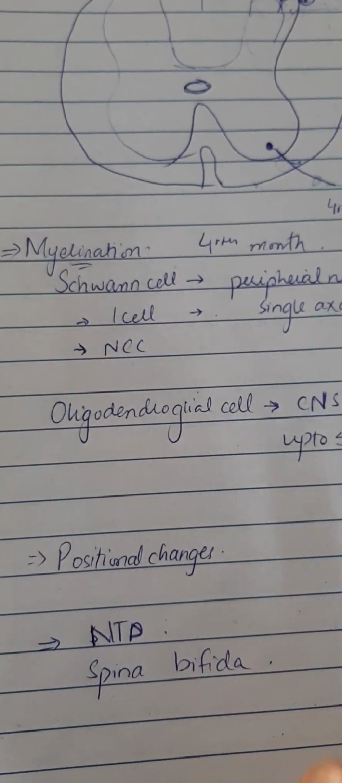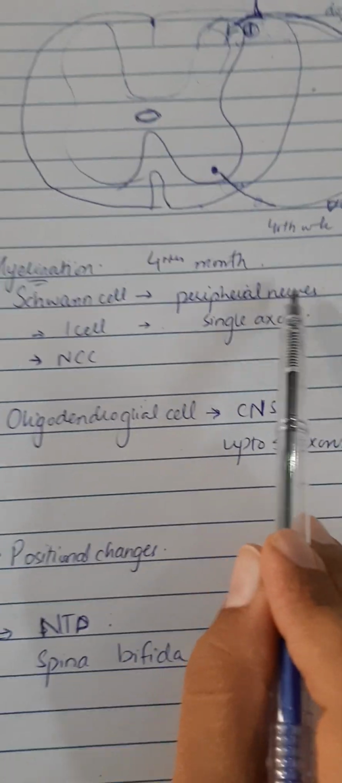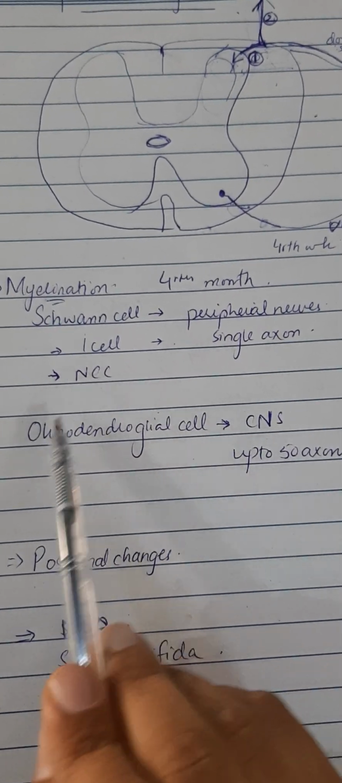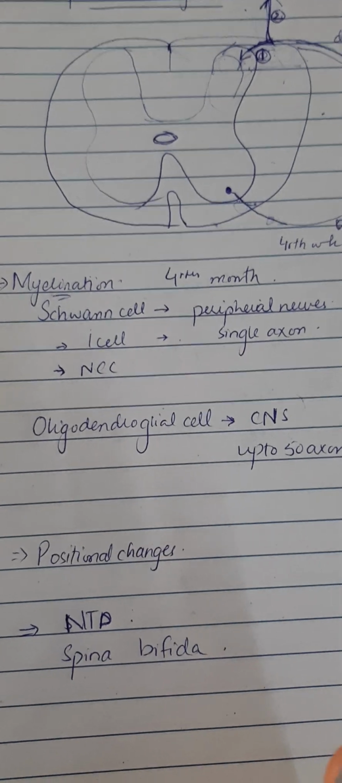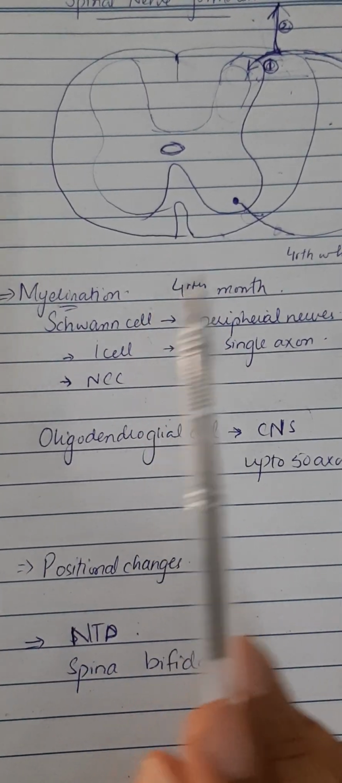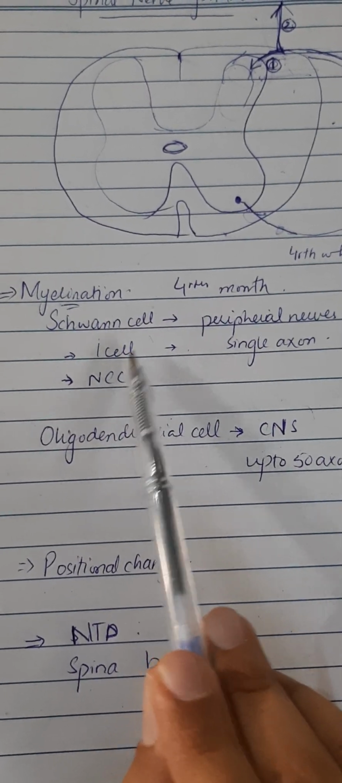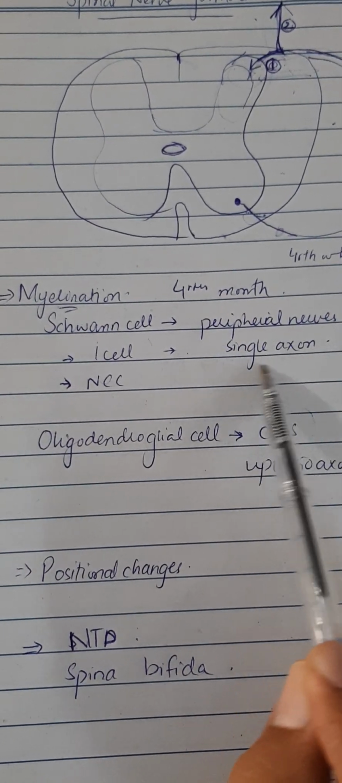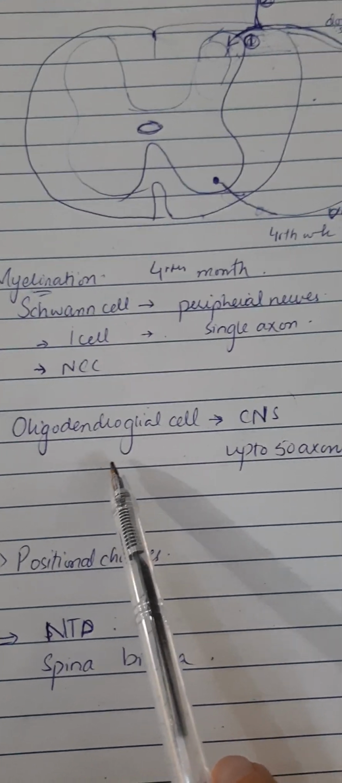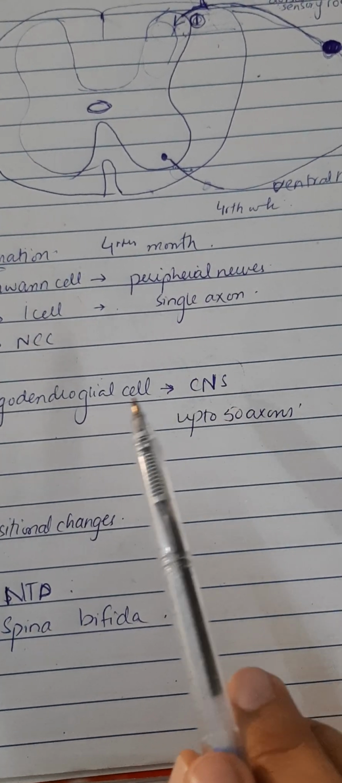For myelination, always remember the rule: Schwann cells are going to cause myelination in the peripheral nervous system, and oligodendroglial cells will myelinate the axons in the central nervous system. This is a definite rule. Now, another difference, if you are asked differences: one Schwann cell will myelinate a single axon of a peripheral nerve, while one oligodendroglial cell can myelinate up to 50 axons of the central nervous system.